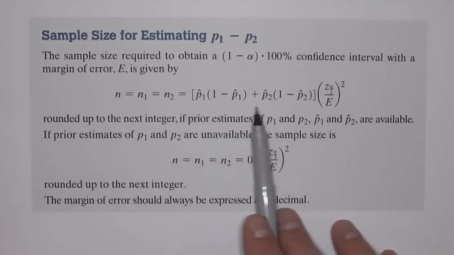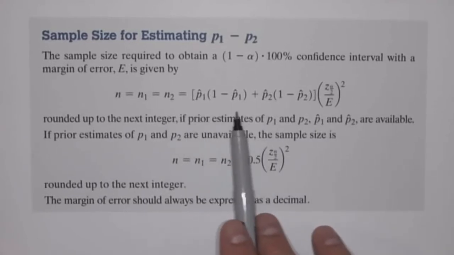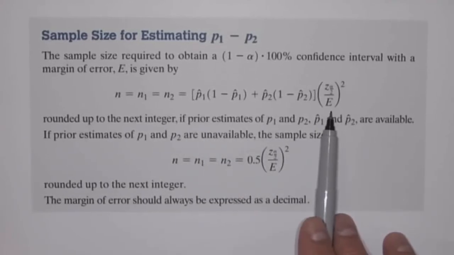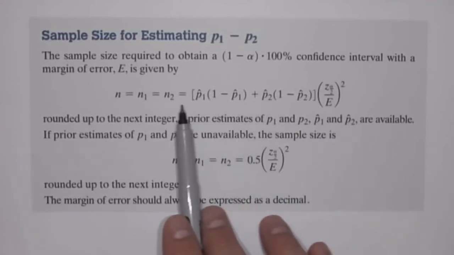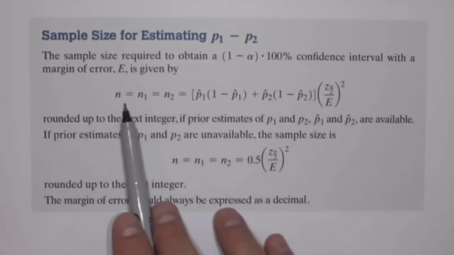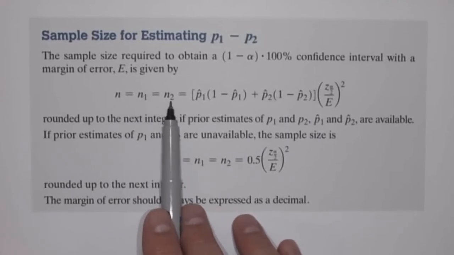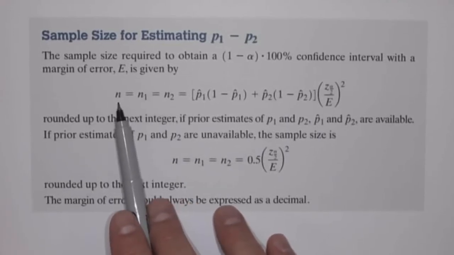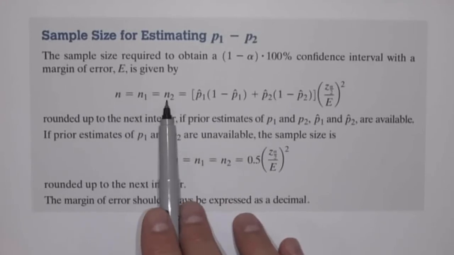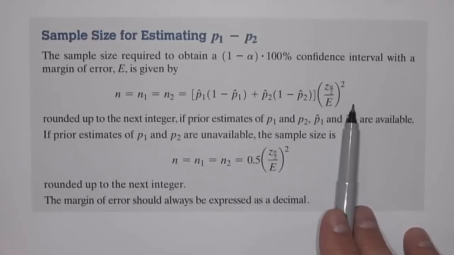Now you might wonder, where does this formula come from? Well, this comes from the margin of error formula that we used in the previous video. If we just take that margin of error formula and solve for n, so again, we're going to assume that n1 and n2 are the same value n. So if we substitute n in place of n1 and n2 in that formula and solve for n, then that would give us this formula.